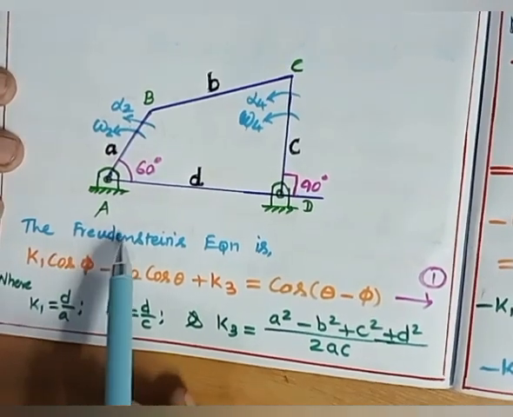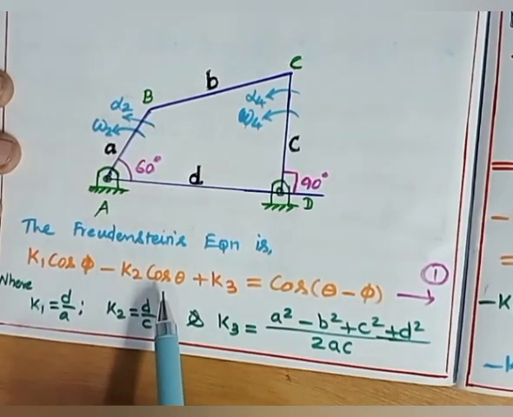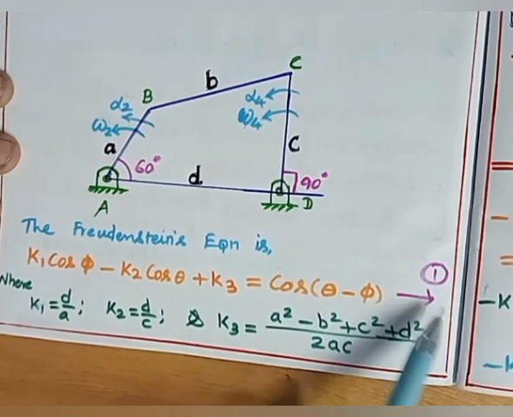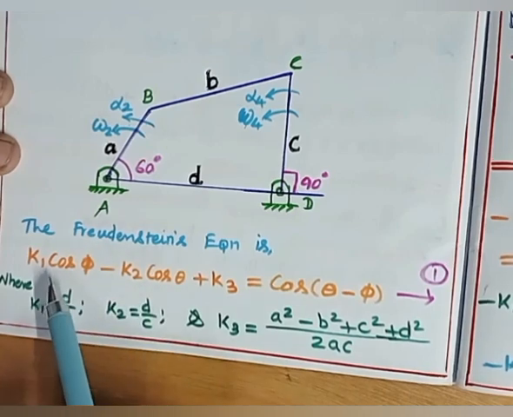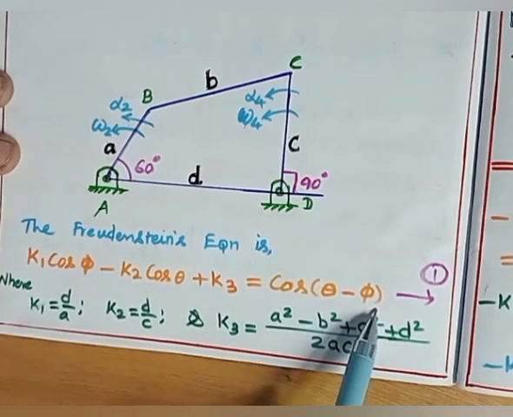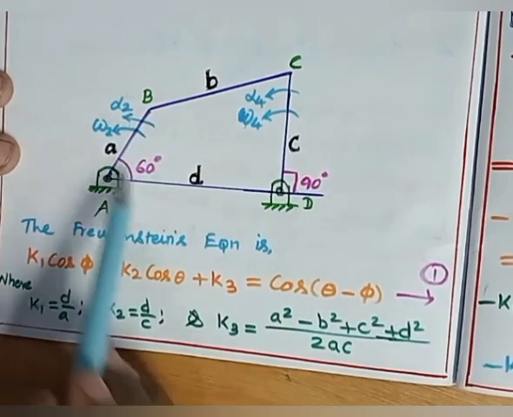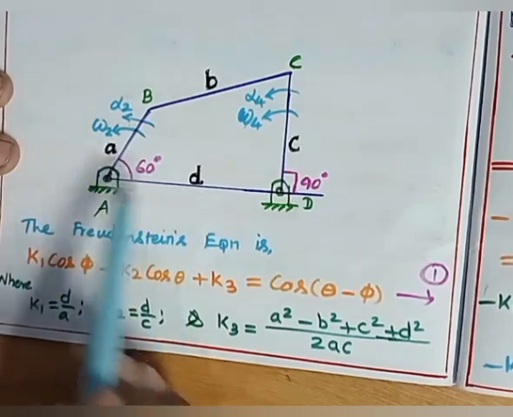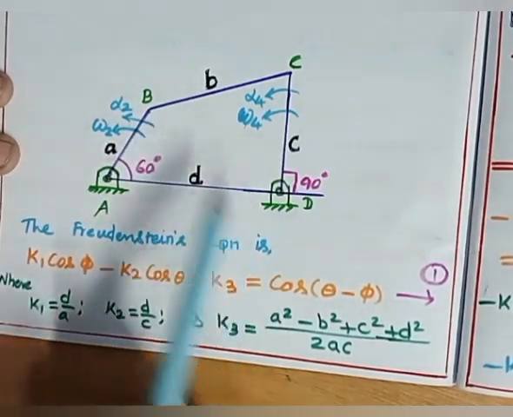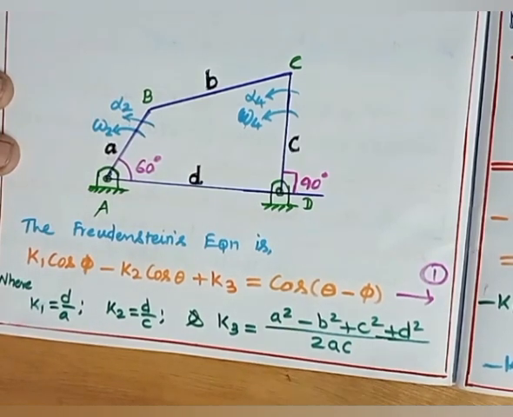Now we are using the Freudenstein equation. The equation is K1 cos phi minus K2 cos theta plus K3 equals cos of theta minus phi. This is equation number 1. Here theta and phi are given. K1 is the ratio d by a, K2 equals the ratio d by c, and K3 equals a square minus b square plus c square plus d square divided by 2ac.